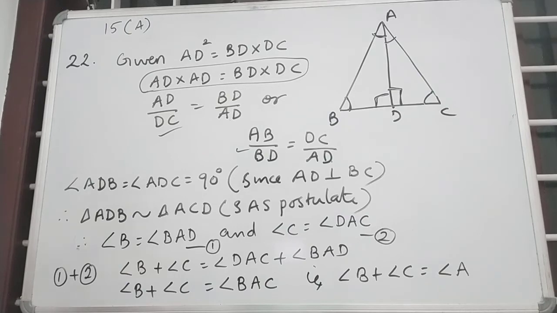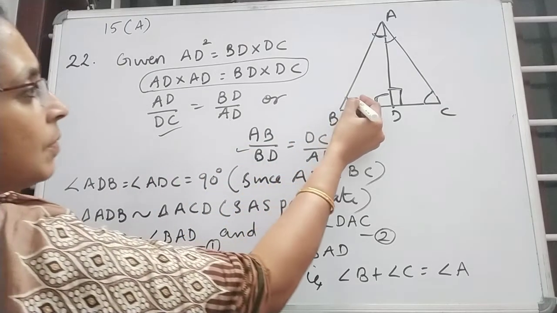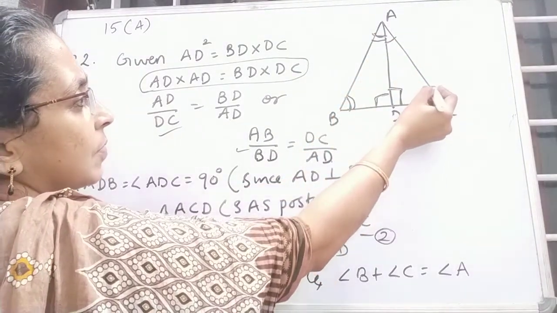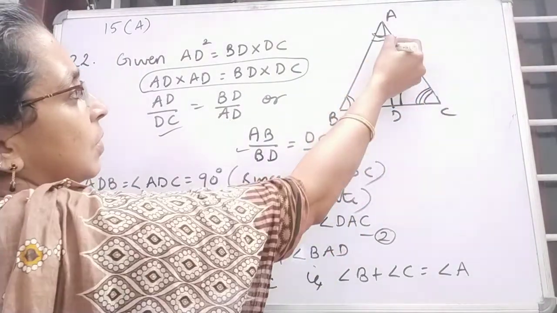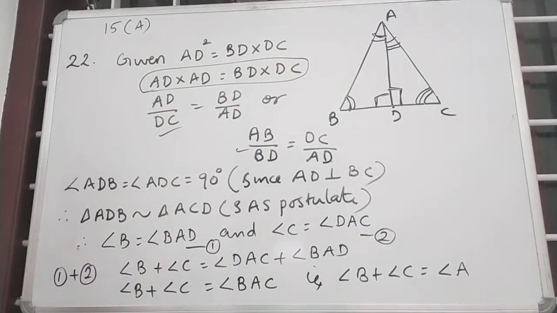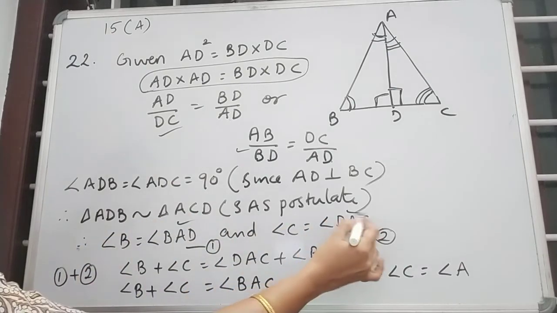I think it is clear. Once again I will explain. Angle B will be equal to this one, and angle C, I will draw three lines, will be equal to angle DAC. Let that be equation 1 and equation 2. So adding equations 1 and 2, angle B plus angle C is equal to angle BAD plus angle DAC.